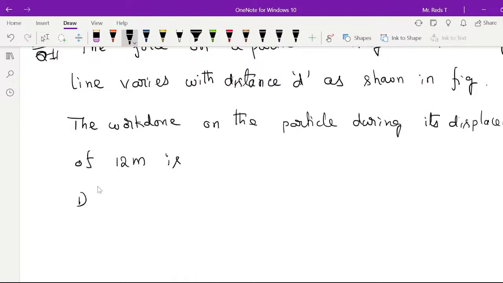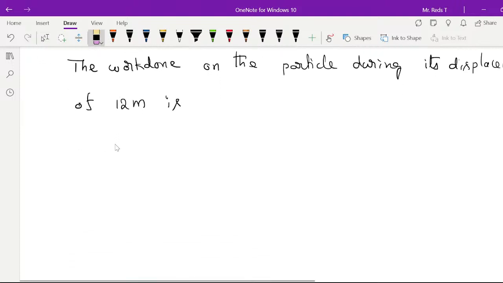First option 21 joule. First note down the graph, then you can note down the options. The graph is this.